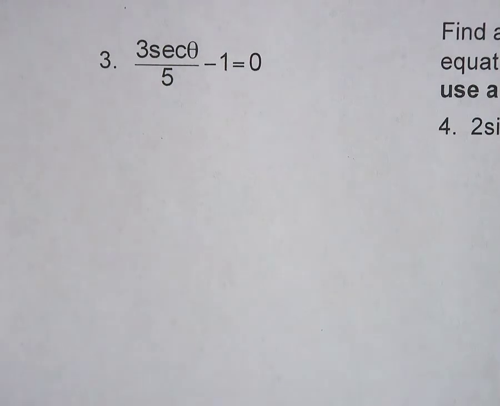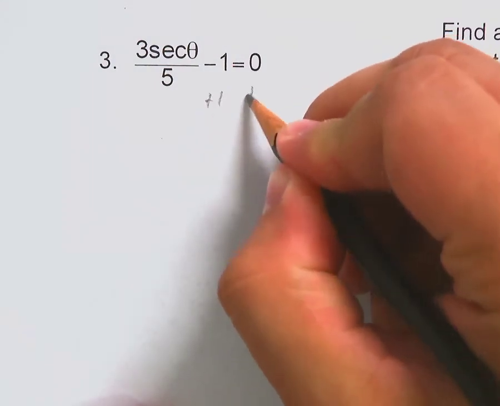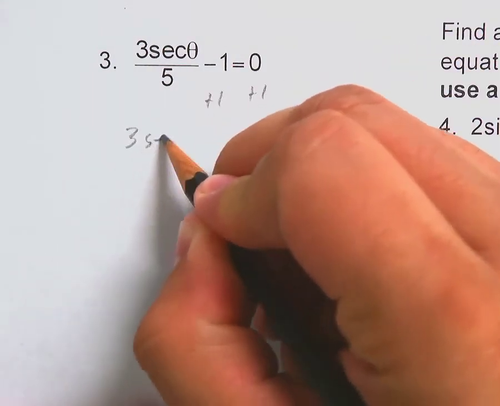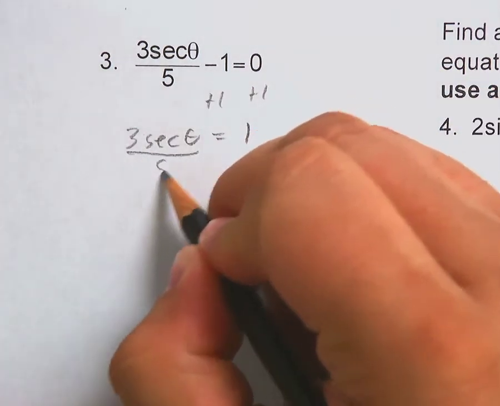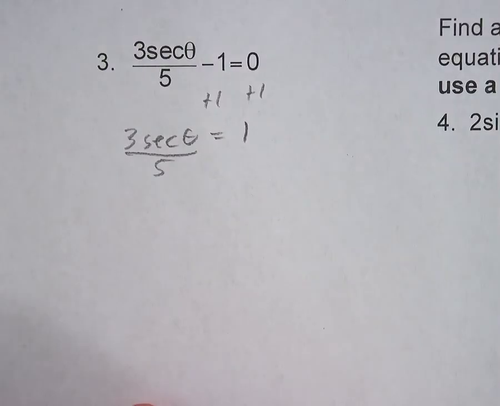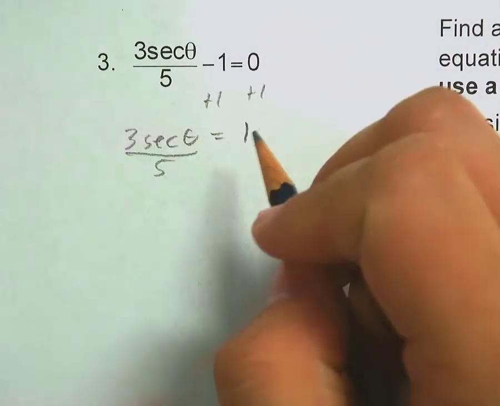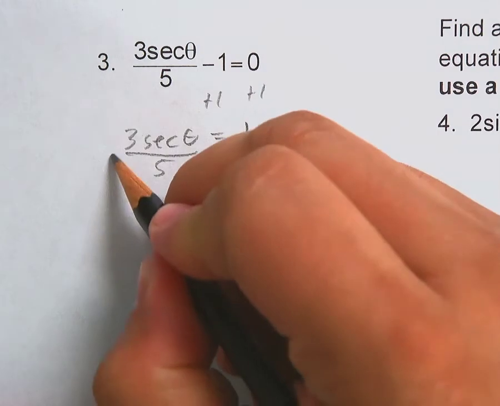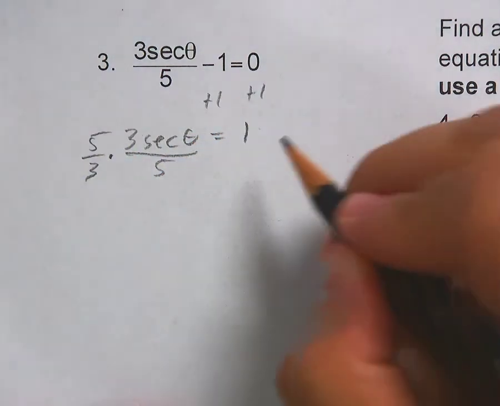Okay, so let's finish coming up with this one here. 3 secant of theta over 5 minus 1 equals 0. We're going to add 1, add 1. 3 secant theta over 5 is equal to 1. Now, there's two ways you could do this. You could multiply by 5 and divide by 3. That's 2 steps. Or you could just multiply by 5/3, anyone?